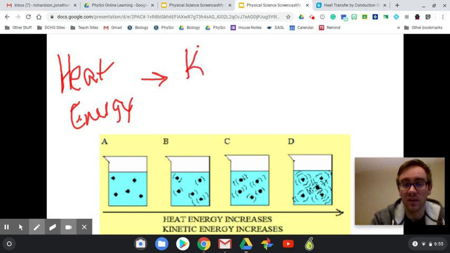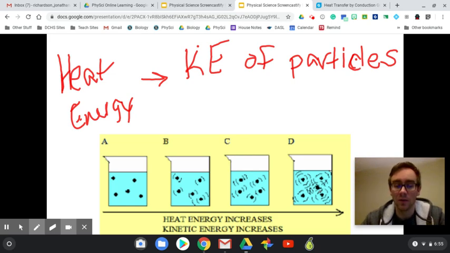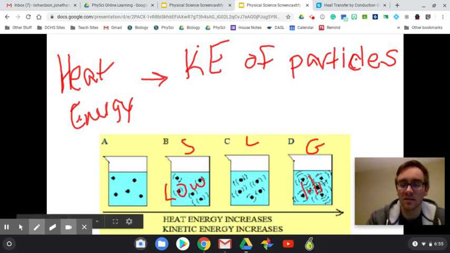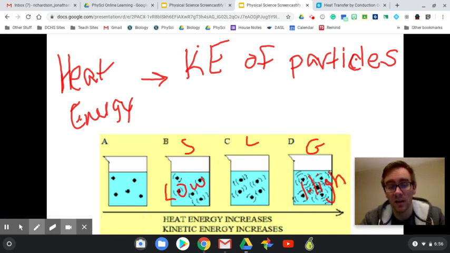So I'm just going to abbreviate here. It's the kinetic energy of particles, or molecules, or atoms. I'm going to keep the vague term particles for right now. Here we have four different ones, and we talked a lot about this with solid, liquid, gas. This would probably be a solid, then a liquid, then a gas. This one has very low motion, and so low kinetic energy. And a gas, or a plasma, which would be even higher, has more kinetic energy, and thus a higher thermal energy. So that's what heat energy is.